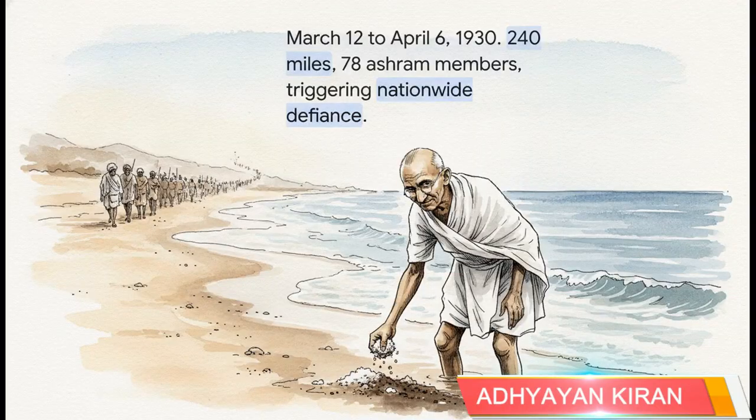So, the plan was set into motion. On March 12, 1930, Gandhi, alongside 78 ashram members, began a grueling 240-mile march from Ahmedabad down to the Gujarat coast. But you have to understand, this was never just a walk. For nearly a month, as they marched toward Dandi, the entire world watched. Thousands upon thousands thronged to join them or just witness the procession.